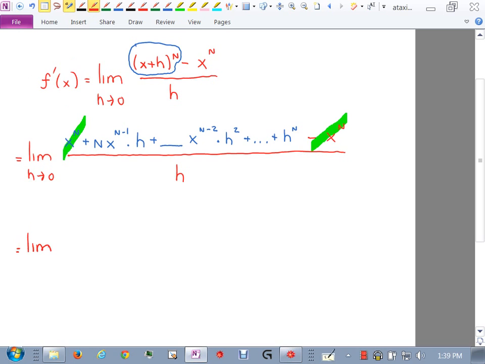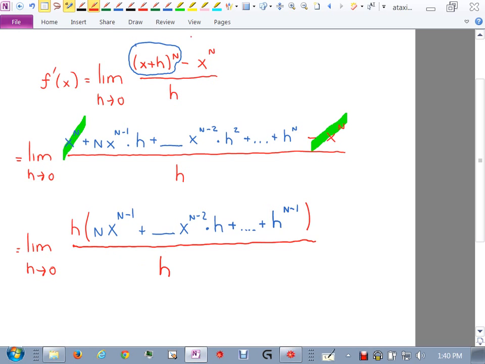So this is equal to the limit as h goes to 0. I pull one h out. Tell me what's left when I pull an h out of this one. N x to the n minus 1 is still there, but no more h. Plus this one, the x to the n minus 2 is still there, but how many h's do I have now? It was h squared. It's now h. Every single one of those had an h in it, so I could keep pulling them out. I don't care what they are. My last one is now h to the what? N minus 1, because I took one h away from that last one. Whatever the power was, it came down by 1. Is there anything else left out there? No? All of this divided by h. What happens to those h's? They cancel out.